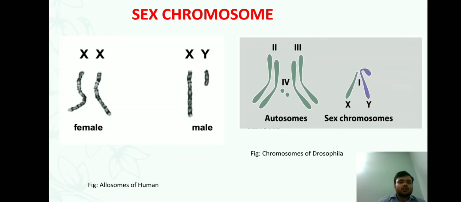So we are very much aware that XX in mammals, or in humans, is female. When it is XY, the individual will be male. And that we discussed in case of Drosophila. In Drosophila, there are four chromosomes in total: one, two, three, four. So there are four pairs of chromosomes, out of which three pairs are autosomal chromosomes and one is the sex chromosome. So again, I repeat, this is the chromosome set of Drosophila: autosomes and sex chromosomes.